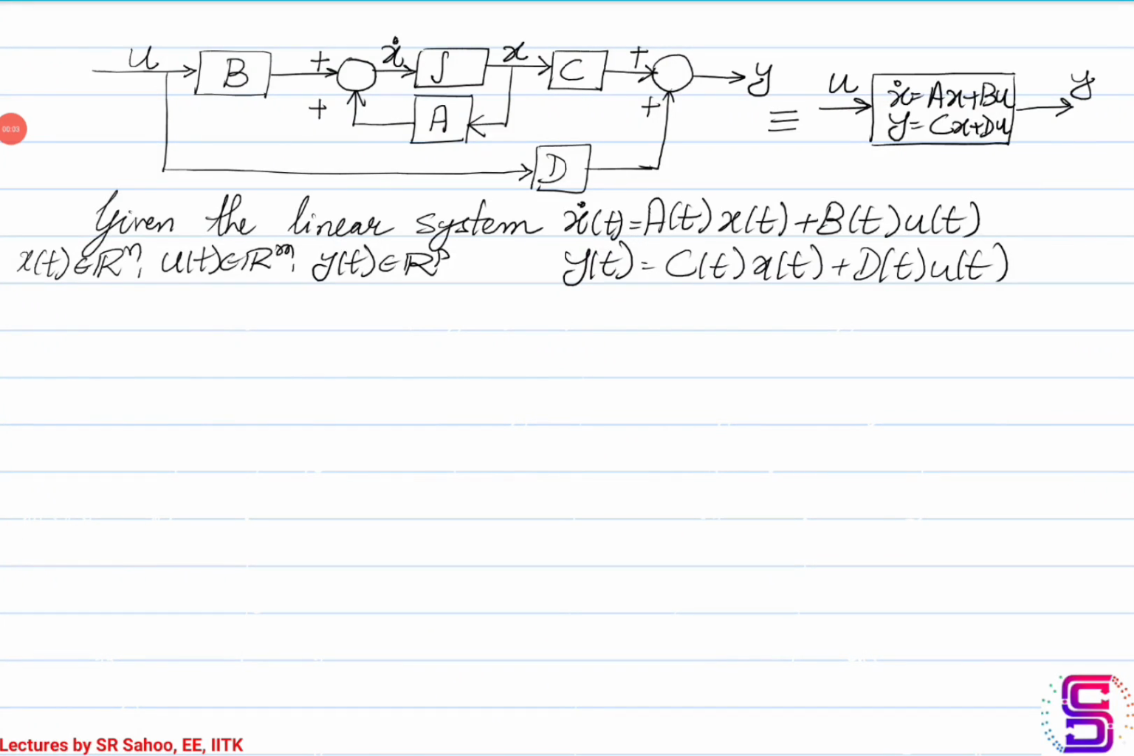In the past lectures, we had seen, given a linear system represented in the state space form of x dot equal to Ax plus Bu and y equal to Cx plus Du, where x, y, and u are real vectors, and A, B, C, D are real matrices, and they can very well be time varying. So, given an input u(t), how the solution trajectory for the state x(t) will be, and what would be the corresponding y(t).